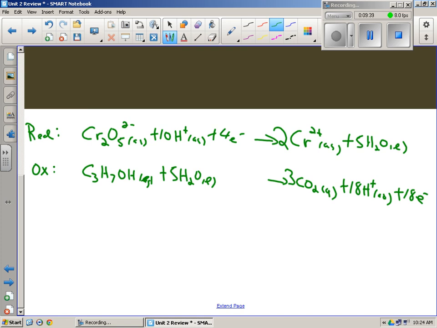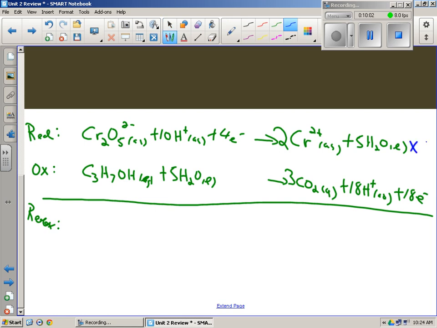At least I'm on the right track because one's a reduction, one has to be oxidation. If you're going to gain electrons, you got to gain them from somewhere. Make sure you gain them from, of course, probably the oxidizing equation here, right? Redox. Here we go. I need to balance out the electrons. I got 4 and I got 18. The lowest common multiple of 4 and 18 is 36. So times 9, times 2. Okay.